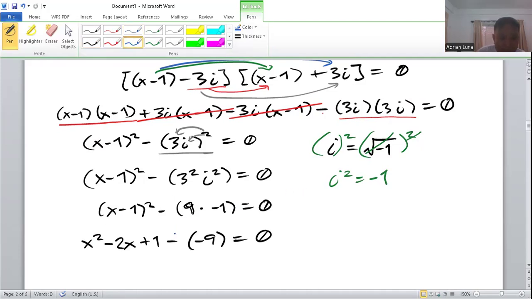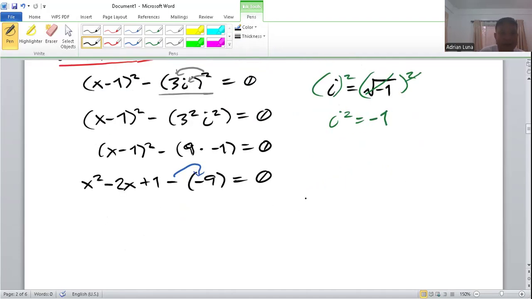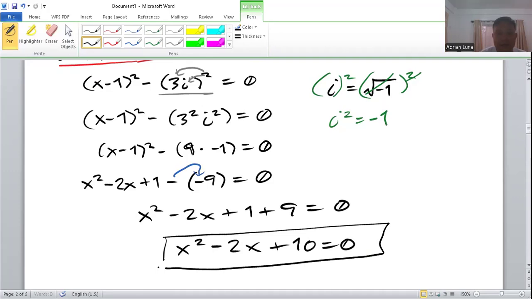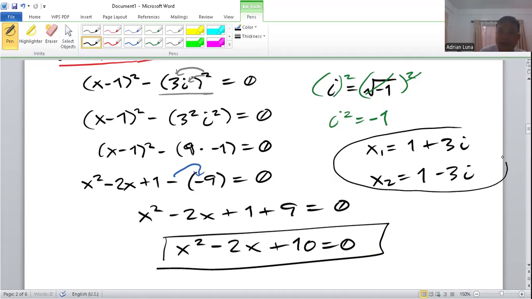Distribute natin si negative, or multiply, negative times negative, magiging positive. So we have x squared minus 2x plus 1 plus 9 is equals to 0. And our quadratic equation is equals to x squared minus 2x plus 10. So if we are given the roots, x of 1 natin is equals to 1 plus 3i, and yung x of 2 natin is 1 minus 3i, its quadratic equation is equivalent to x squared minus 2x plus 10.